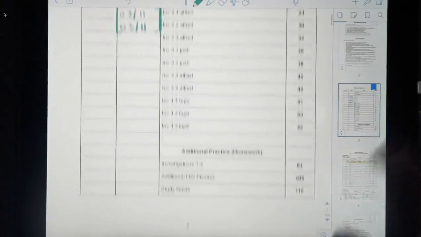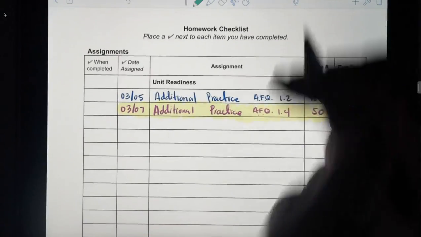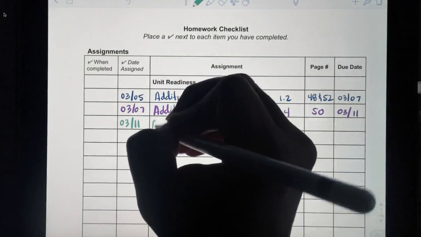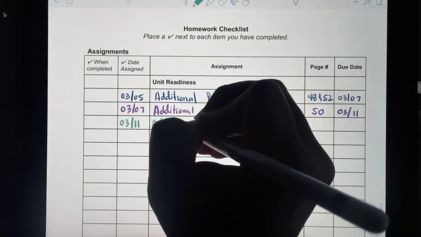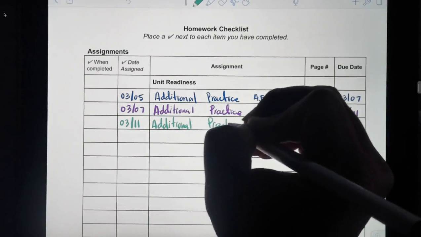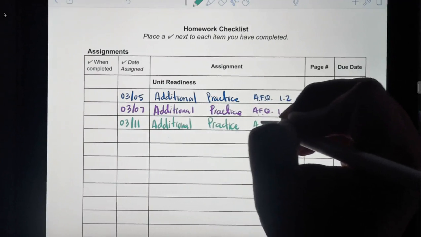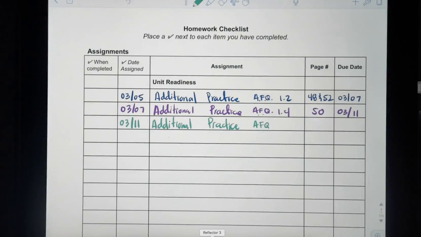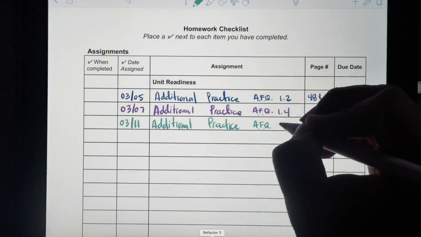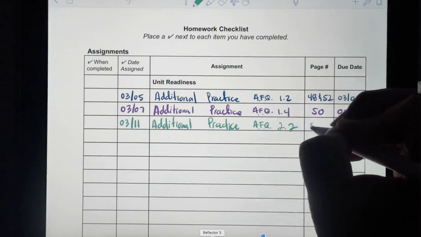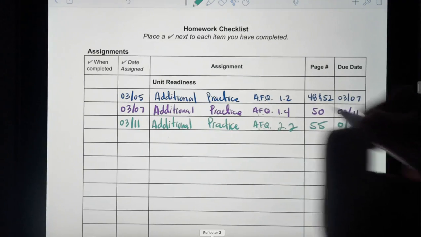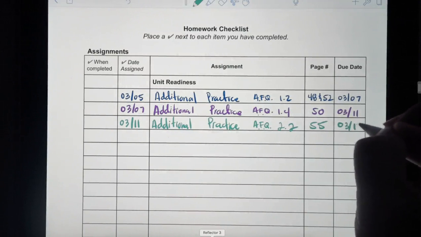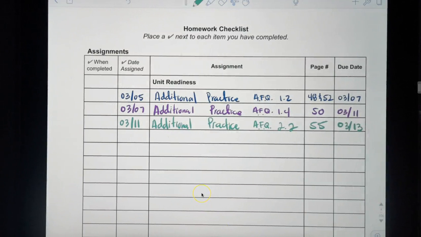All right, moving on. March 11th, and our homework is going to be additional practice and the AFQ for 2.2, and we're going to do page 55, due on 03/13. Again, pause if you need to.